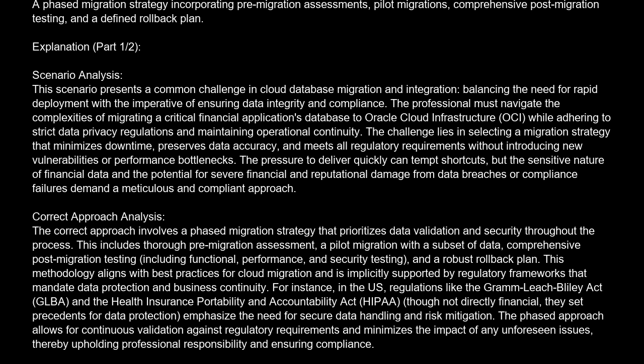This methodology aligns with best practices for cloud migration and is implicitly supported by regulatory frameworks that mandate data protection and business continuity. For instance, in the U.S., regulations like the Gramm-Leach-Bliley Act (GLBA) and the Health Insurance Portability and Accountability Act (HIPAA), though not directly financial, set precedents for data protection, and emphasize the need for secure data handling and risk mitigation. The phased approach allows for continuous validation against regulatory requirements and minimizes the impact of any unforeseen issues, thereby upholding professional responsibility and ensuring compliance.